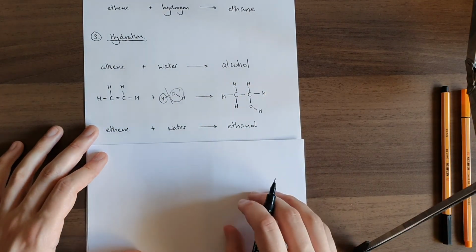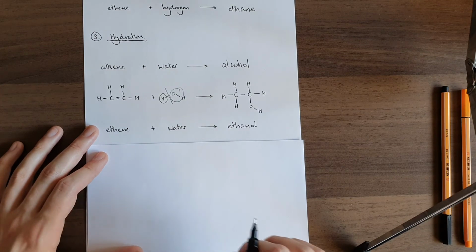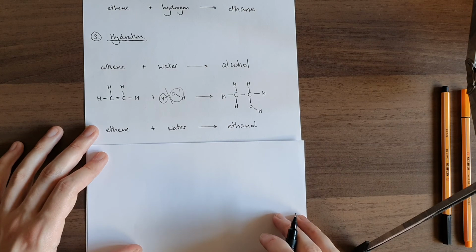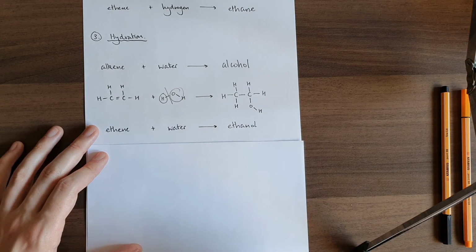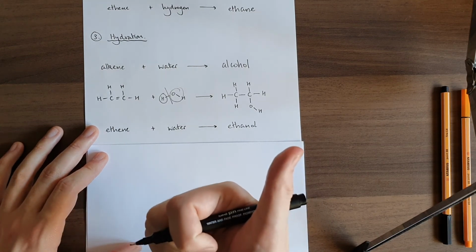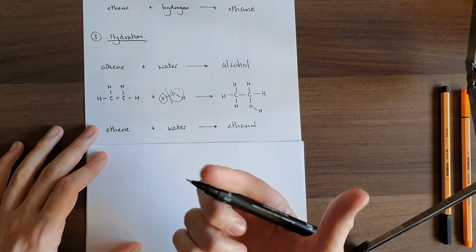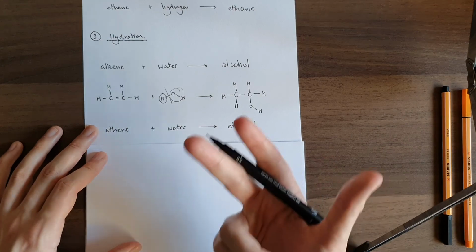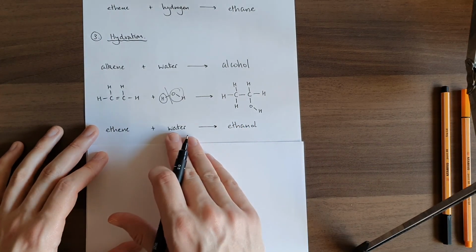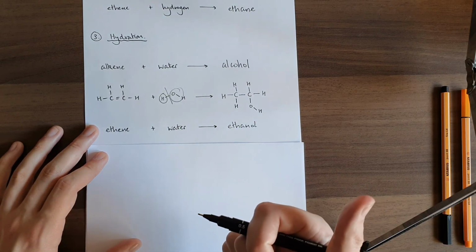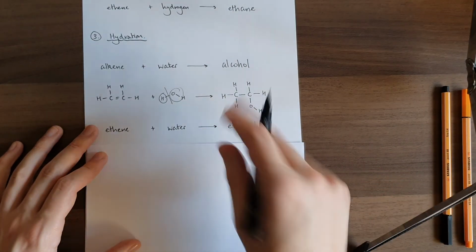But for just now, what we need to know is that these are the 3 different types of addition reactions involved at National 5. They all involve alkenes. They all involve adding a compound across the alkene's double bond, and they are halogenation, where we add a halogen, hydrogenation, where we add a hydrogen molecule, or hydration, where we add water. And we need to know what we form in each of these reactions: a dihaloalkane, an alkane, or an alcohol.